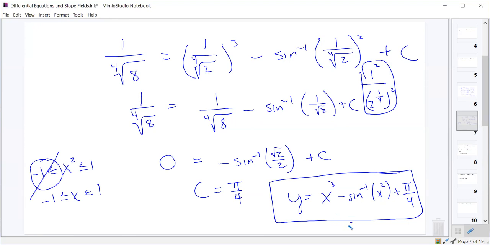So we would note that this is just -1 to 1 inclusive, and that does include our value of 1 over the fourth root of 2. Good or no? Good. Any questions on that or no?